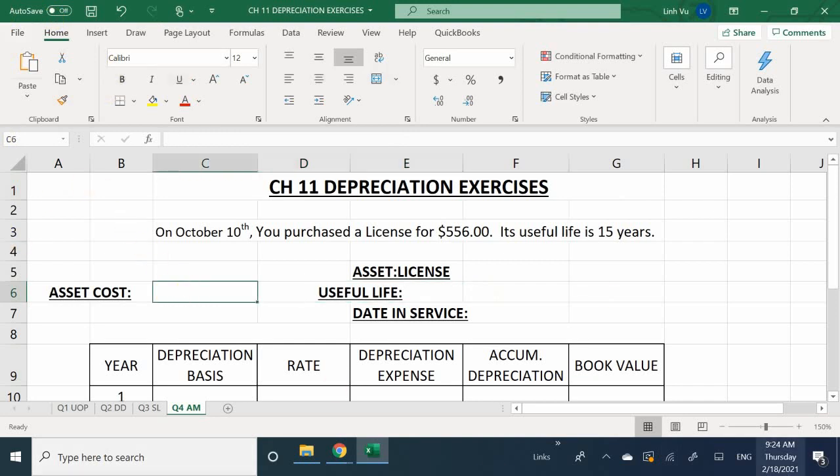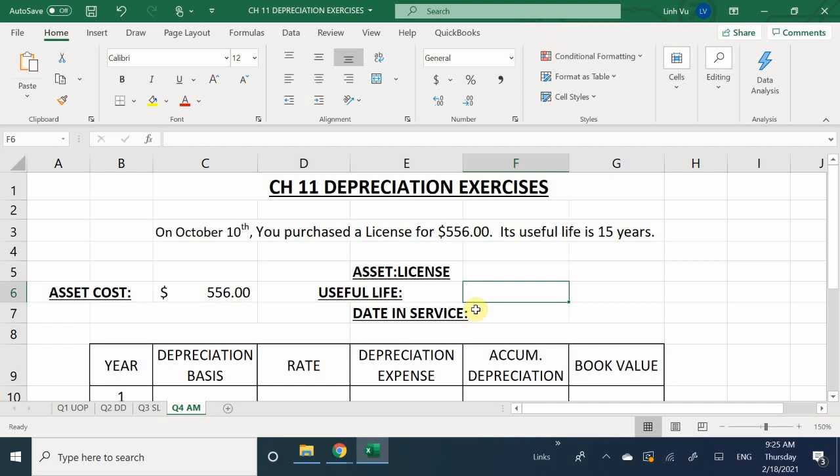What's my asset cost? 556. Do I have a salvage value? No, you don't, because it is an intangible asset. Make sure you know that. A salvage value does not exist when it comes to owning an intangible asset. It doesn't have a residual value because at the end of its life, you're going to have to renew it, so it's going to have a new beginning every year.